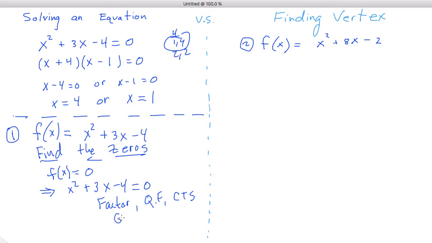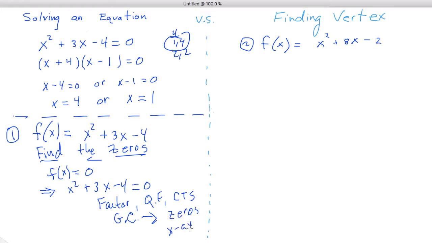Graphing calculator. Okay, so there's numerous ways to do that. But again, you're looking for the zeros. So if you're factoring, using the quadratic formula, or completing the square, you're going to get the same answer. With a graphing calculator, you're looking for zeros, right? If you use a graphing calculator, you're looking for zeros, which are on the x-axis.